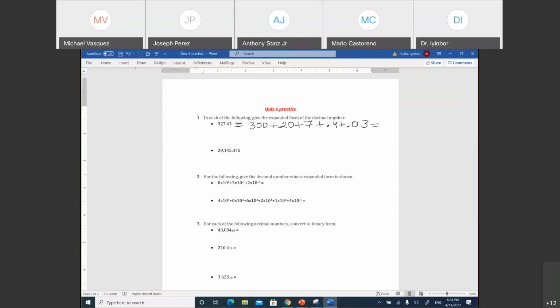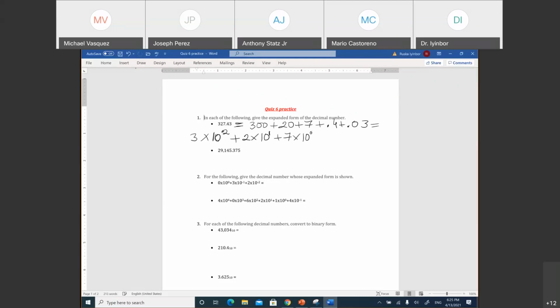Now, 3 is going to be represented as 3 times 10 exponent what? Exponent 2, right? Because there are 2 zeros. 10 squared is 100. Okay, that's how you remember what is the exponent. And then you continue plus 2 times 10 to the first, and then plus 7 times 10 to the 0.